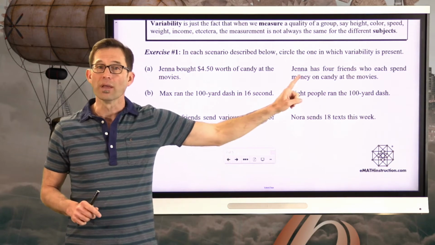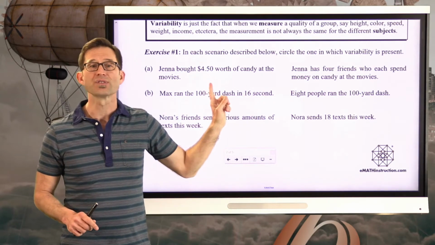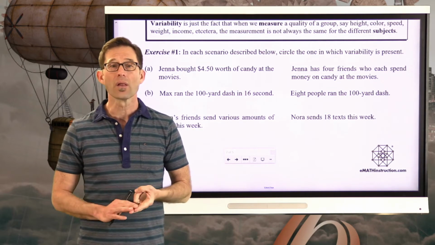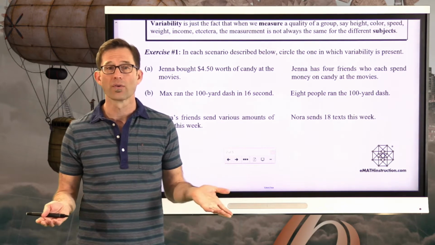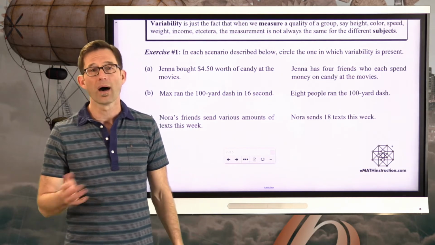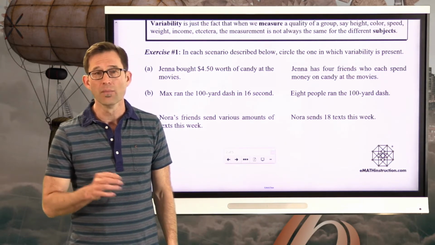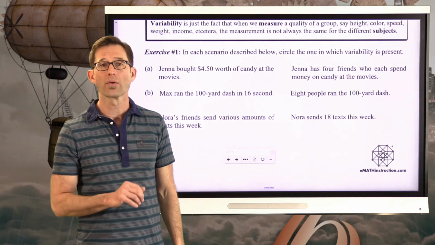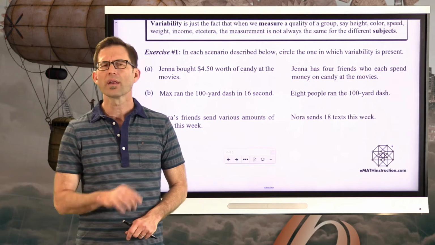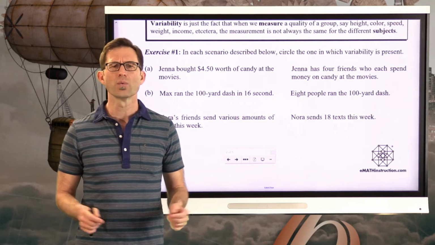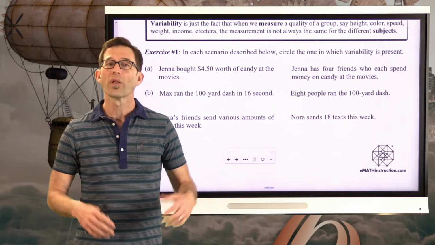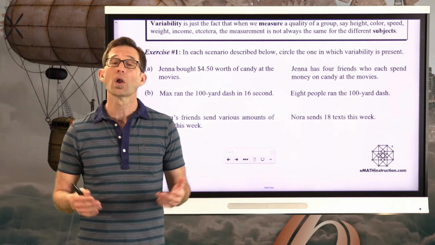Well, it would be in the second one. In the first one, there's a single subject, Jenna, and a single amount of money that she spent, $4.50. So if I just asked you, how much money did Jenna spend on candy at the movies, you'd be able to say $4.50, and there'd be no variability. That'd be it. On the other hand, if I said, Jenna and her friends went to the movies, how much money did they spend on candy when they went there? Well, now there's variability, in all likelihood.